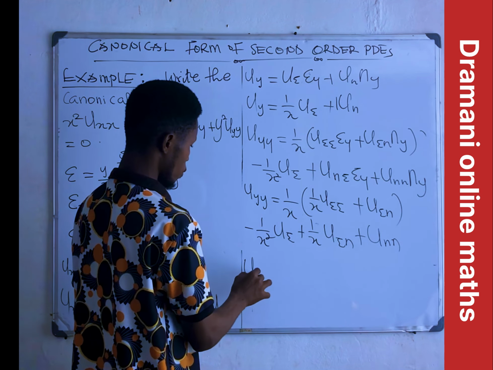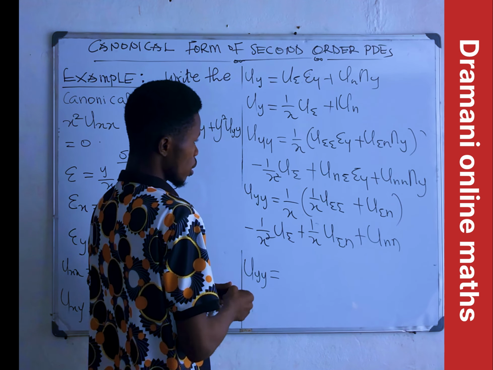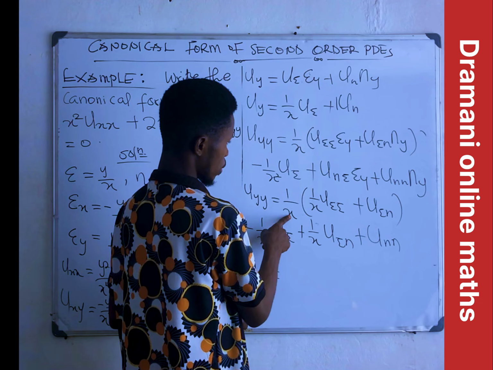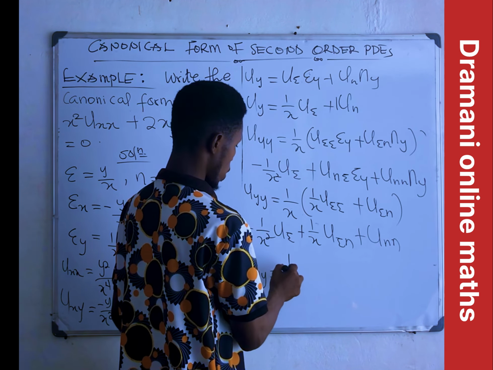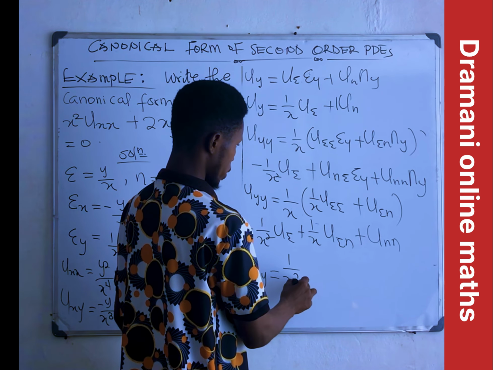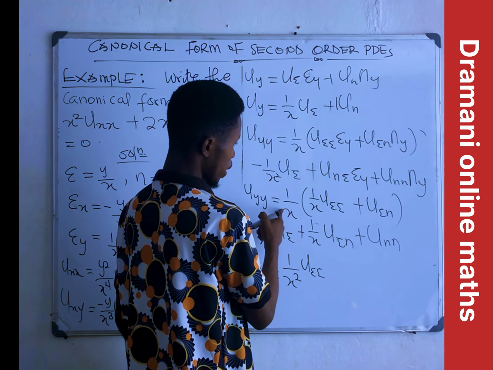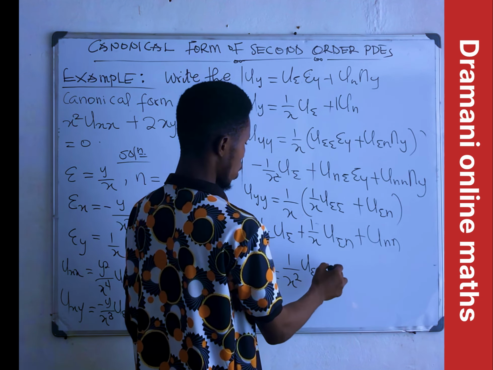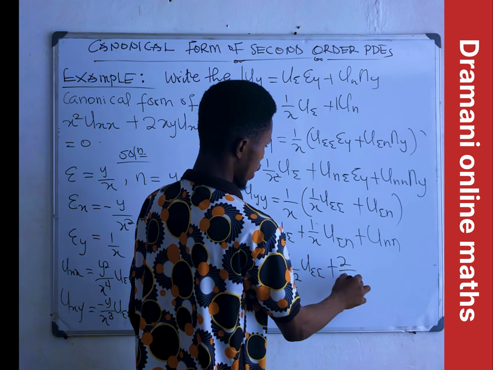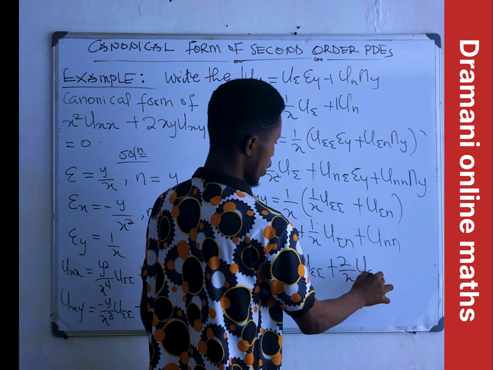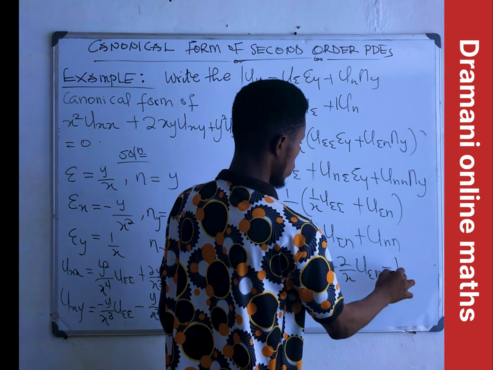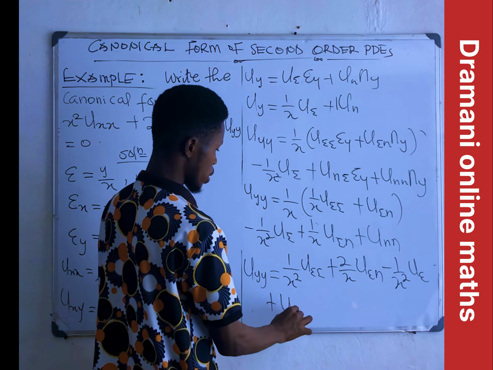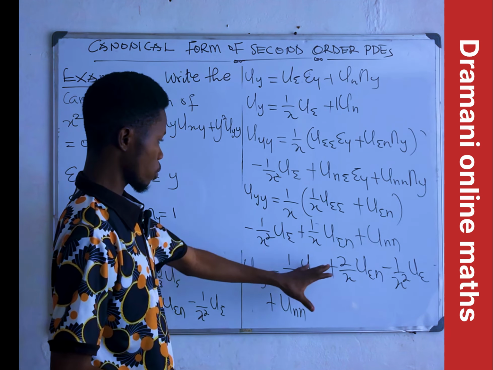So in conclusion, I can have u_xy to be equal to, if I multiply this one by this, I'm going to have 1 over x squared u_ξ, right? If I multiply this by this, you see I'll get 1 over x u_ξη, and this is 1 over x u_ξη. So that will give me 2 over x u_ξη. Is that okay? Then minus 1 over x squared u_ξ plus u_η. So this is what I'm going to get for this particular one.